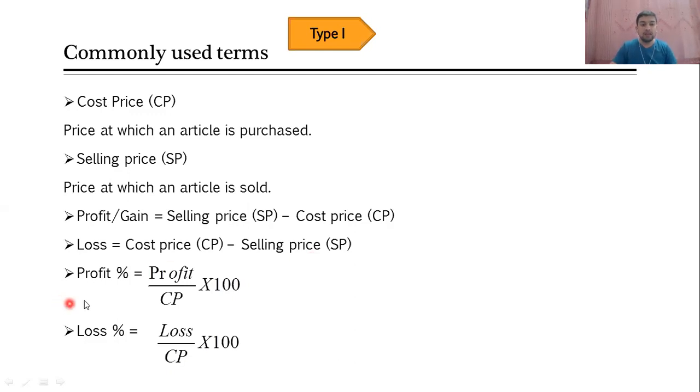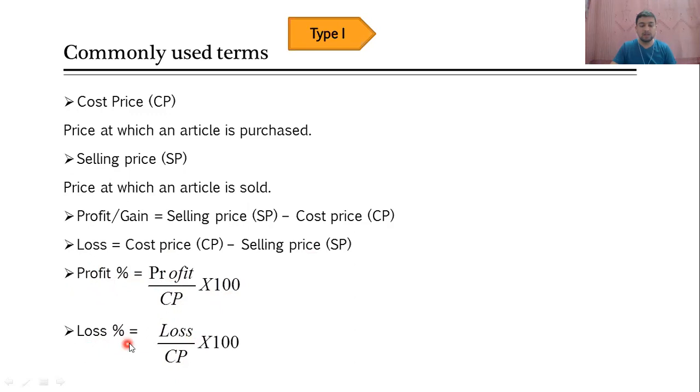Now how will you calculate profit and loss in percentage? One important thing: whenever you calculate profit and loss in percentage, at the denominator you always have to take the cost price of that object or article. Always remember. So profit percentage is equal to profit divided by CP, that is cost price, into 100.